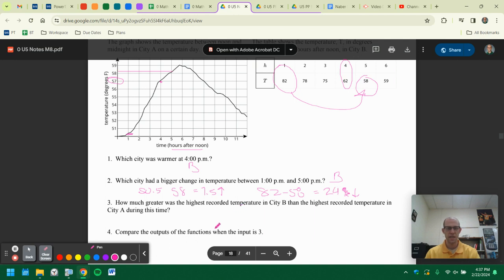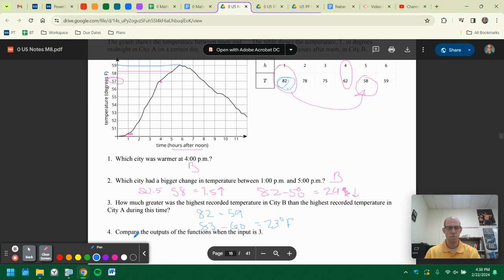How much greater was the highest temperature in B than the highest temperature in A? So highest temperature in B, let's change our color. 82 looks to be the highest. And the highest temperature in A was 59. Again, some mental math strategies. We can up this by 1 and up this by 1 for a difference of 23. 23 degrees higher, comparing the high temperatures, which are at different times.